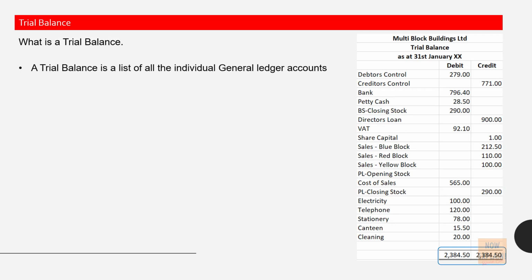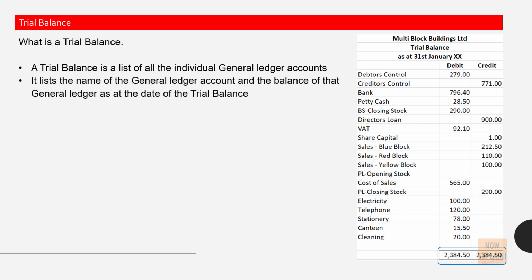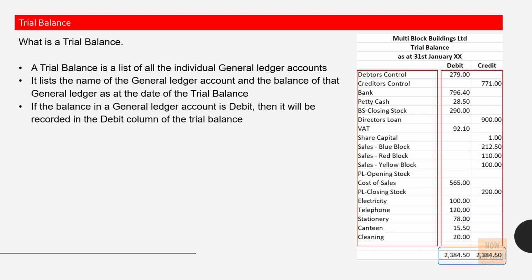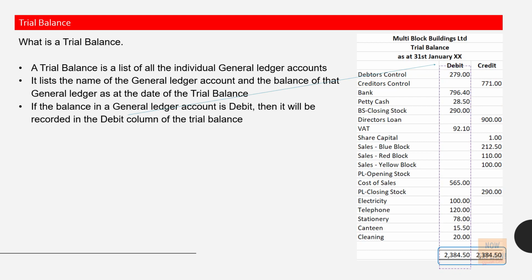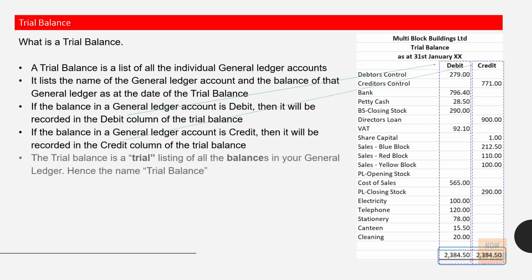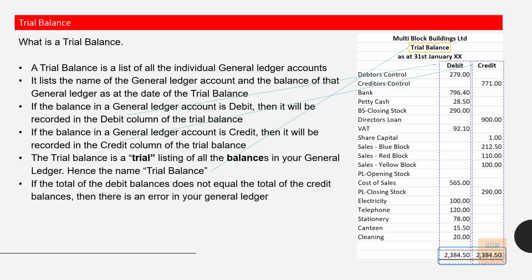What is a trial balance? A trial balance is a list of all the individual general ledger accounts. It lists the name of the general ledger account and the balance of that general ledger as at the date of the trial balance. If the balance in a general ledger account is debit, then it will be recorded in the debit column of the trial balance. If the balance is credit, then it will be recorded in the credit column. The trial balance is a trial listing of all the balances in your general ledger, hence the name trial balance. If the total of the debit balances does not equal the total of the credit balances, then there is an error in your general ledger.